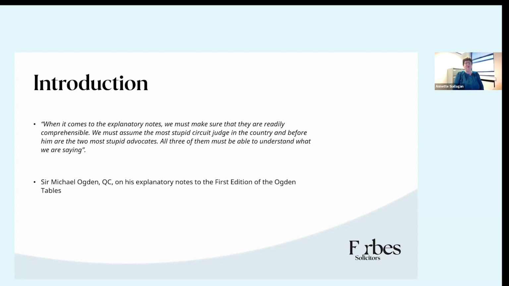I've put up a quote from Sir Michael Ogden himself about the tables. He said that they have explanatory notes with them, and that we must assume that the most stupid circuit judge in the country, and before him the two most stupid advocates, will be using them. So he's basically saying that the explanatory notes to the Ogden tables are very simple. Well, that's what he thinks, but they are actually very helpful. So if you do get stuck with your Ogden calculation, do look up the explanatory notes, because they are very good.